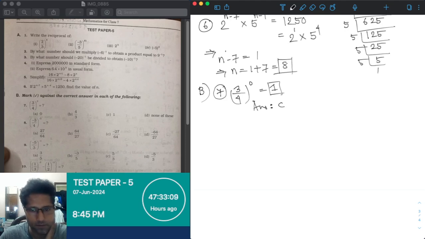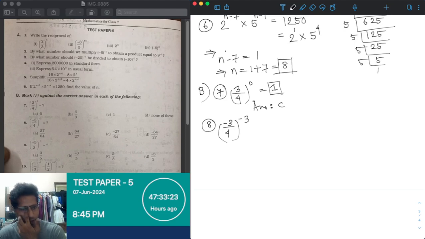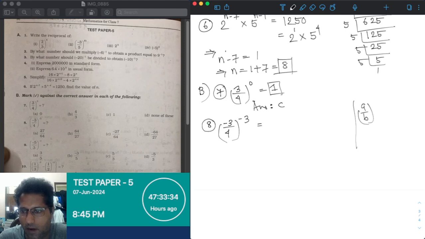Okay, 7 is done. Question number 8. It is asking the value of minus 3 by 4 raised to the power minus 3. We have to see the options. The options are given as rational numbers. The power is a negative integer. So we know the concept that a by b when raised to a negative integer power minus m is nothing but the reciprocal of the base raised to the power m. So this will be the reciprocal of the base, that is 4 by minus 3, raised to the power 3.